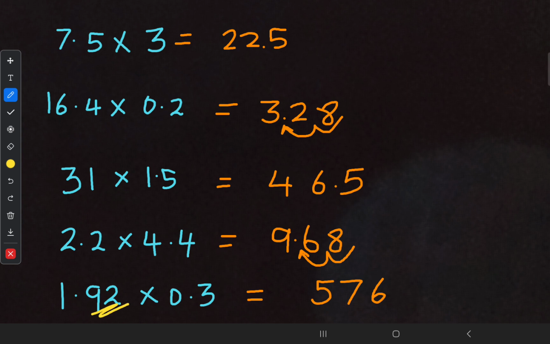But in this case, here there are 2 digits. Here there is a digit. So totally 3 digits after the decimal point. That means from its last, 1, 2, 3. We have to place our decimal here. So before that, there are no numbers, so we can place our 0 here. 0.576 should be our answer in this case.